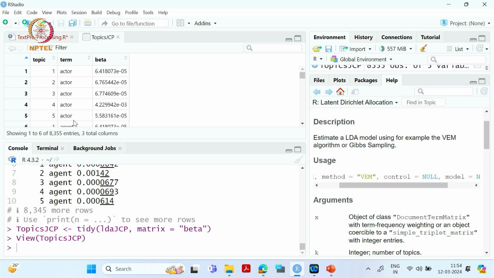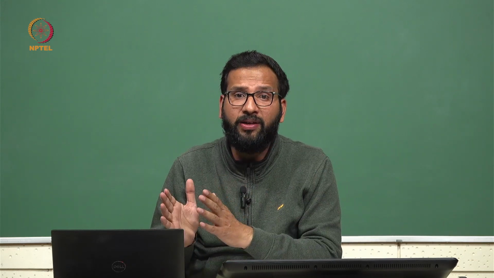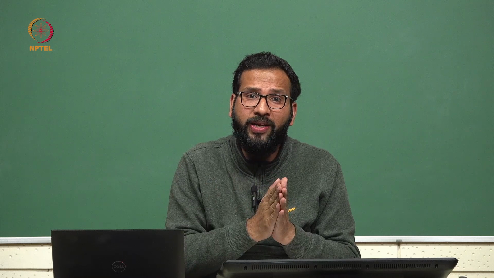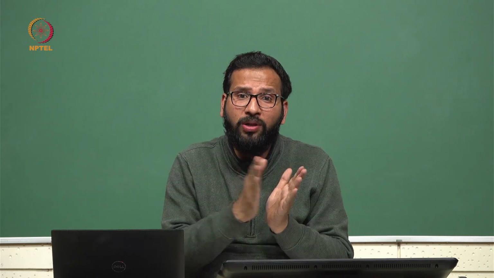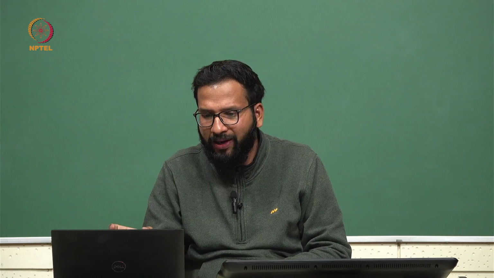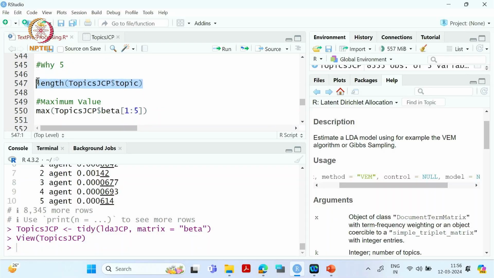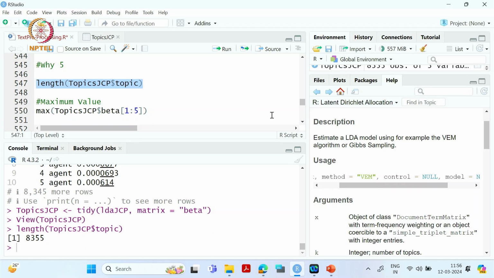So it shows that there are a total of 8,355 entries, and there are 3 columns. Okay. So how did these 8,355 entries come about? Basically we have a total of 1,671 terms, and over that we have 5 topics. So it is computing the beta of all the words in all those 5 topics. Okay, so it is calculated for actor for all the 5 topics. So if we see here, our length is 8355.